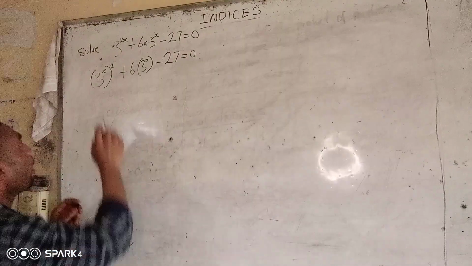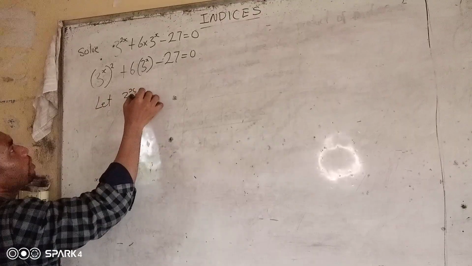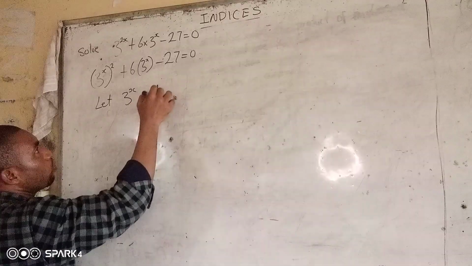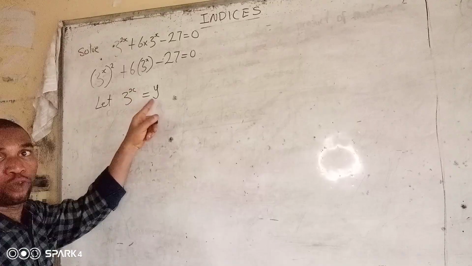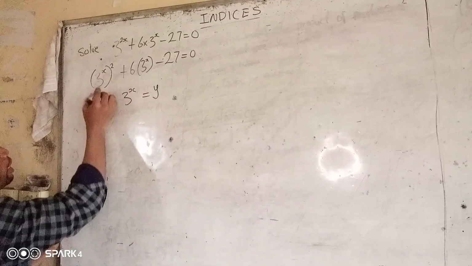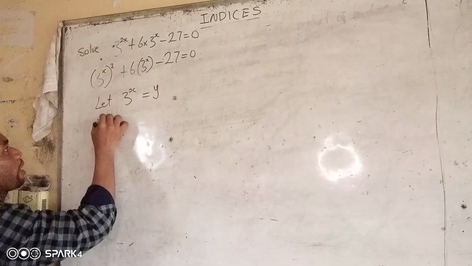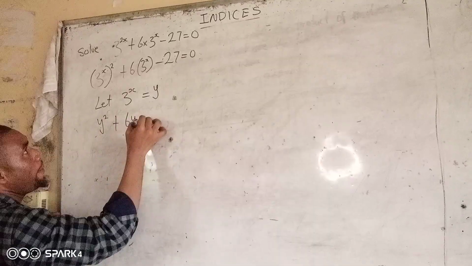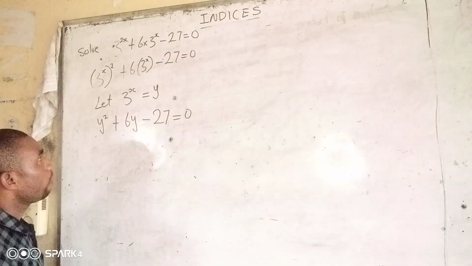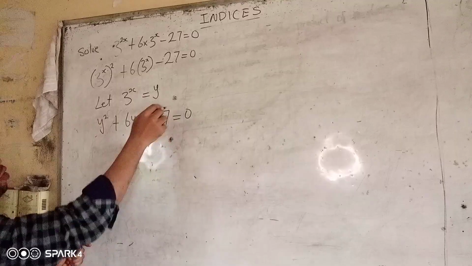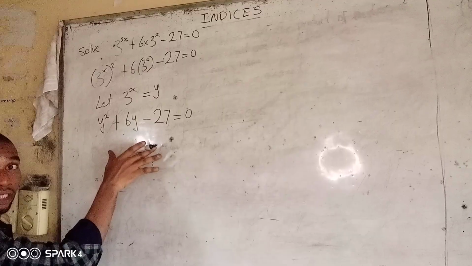So from here, I'm going to say let 3 raised to the power x be equal to y, meaning anywhere I see 3 raised to the power x, I'm going to substitute the value y. So in place of this 3 raised to the power x, I'll substitute in y. I'm going to have y squared plus 6y minus 27 is equal to 0. Now, this is a form of a quadratic equation.